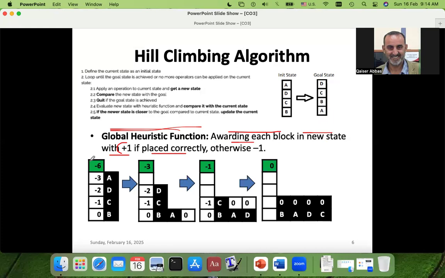This is different from before. Previously, you were considering only one neighbor. You were not thinking deeply. Here you have to think a little bit deeper. In the beginning, this initial state ADCB is the same initial state. And here the B is on the ground. So is it placed correctly?